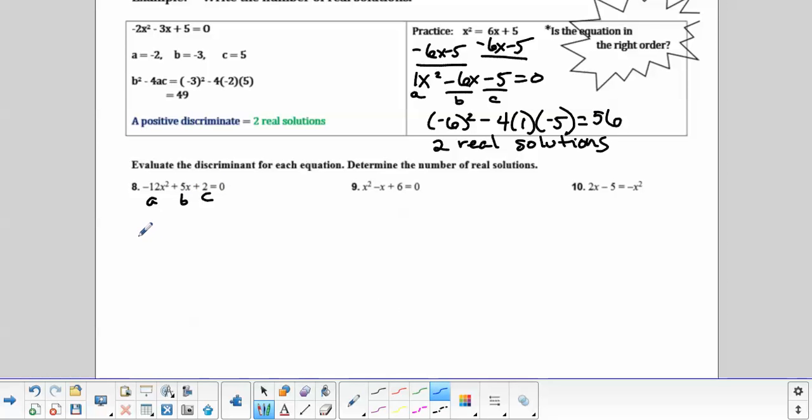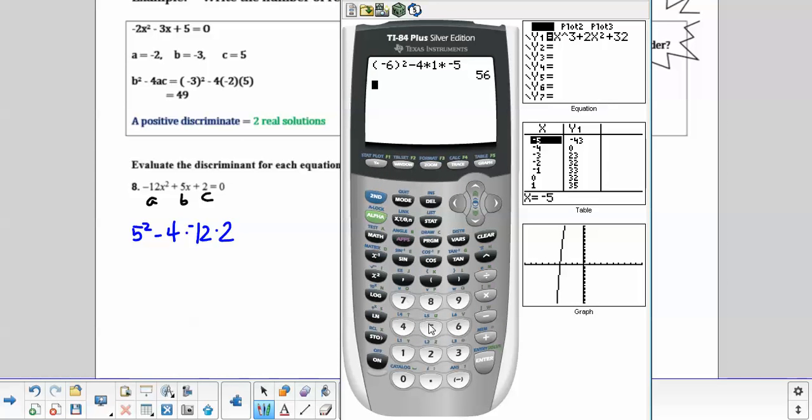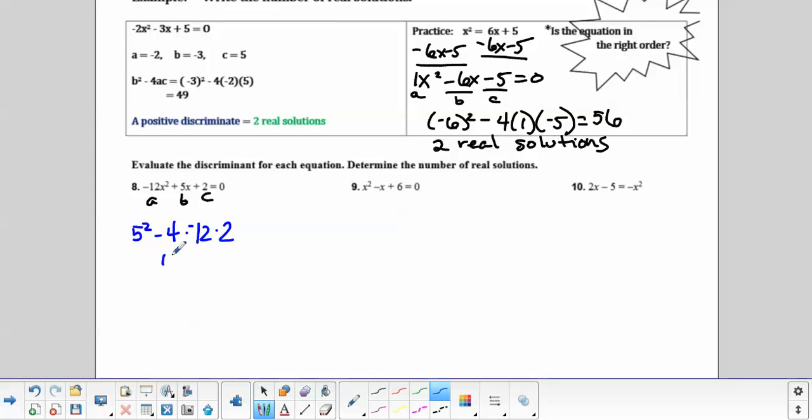And I'm going to do b squared, so 5 squared, minus 4 times A times C. I get positive 121. Because it's positive, there are 2 real solutions.